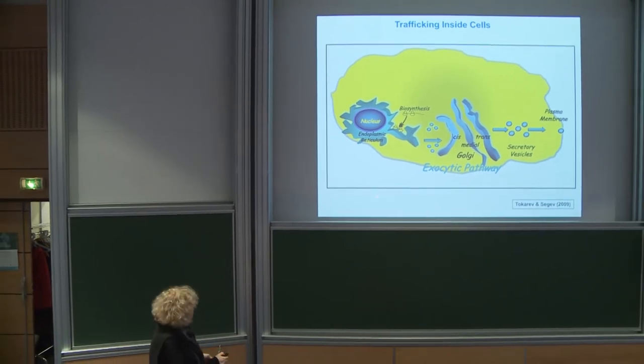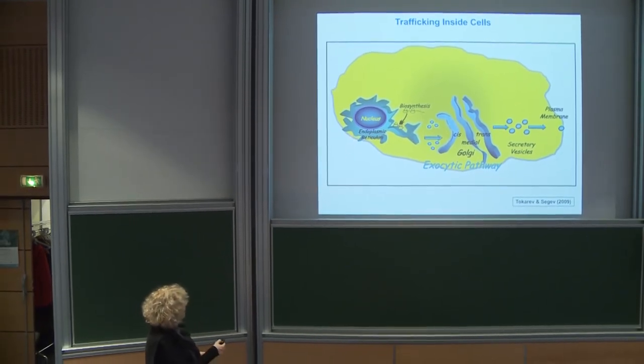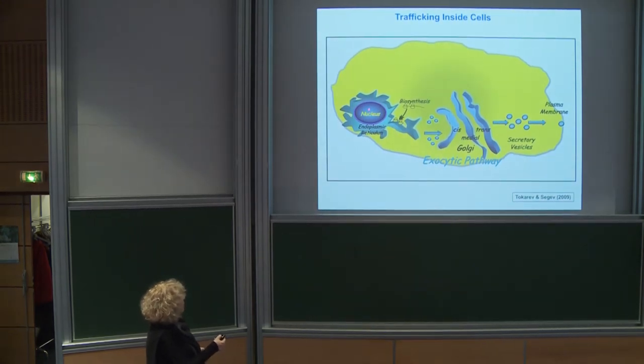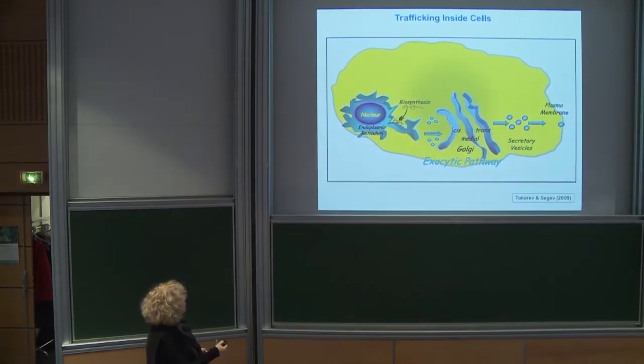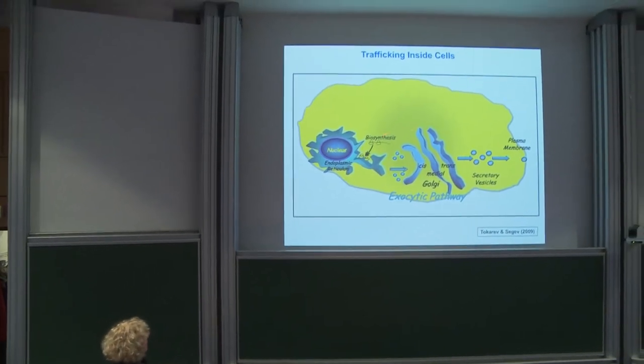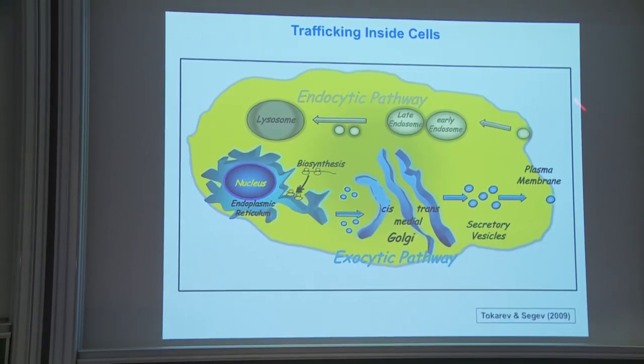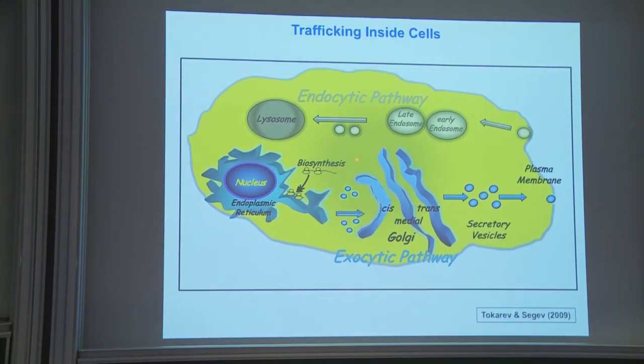So the secretory pathway or the exocytic pathway takes proteins and membranes from the endoplasmic reticulum through the Golgi apparatus, through secretory vesicles to the plasma membrane. In the endocytic pathway, stuff is taken either from the outside or from the membrane through a set of endosomes to the lysosome, which is the degradative compartment of the cell. It's all going to be full in a minute. So this was talked in length on Tuesday.